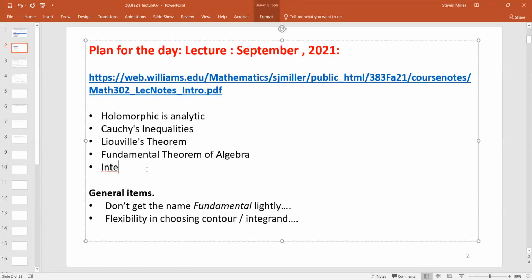We're going to do holomorphic is analytic, Cauchy's inequalities. We're going to do Liouville's theorem, which leads to the fundamental theorem of algebra. And then we'll try to do some integration examples as much as possible. And so again, this is a graduate level class. And so if this is the first graduate level class you've taken, it is a bit of an adjustment.